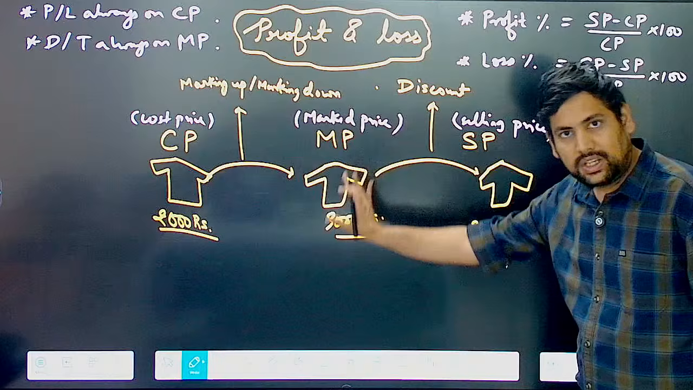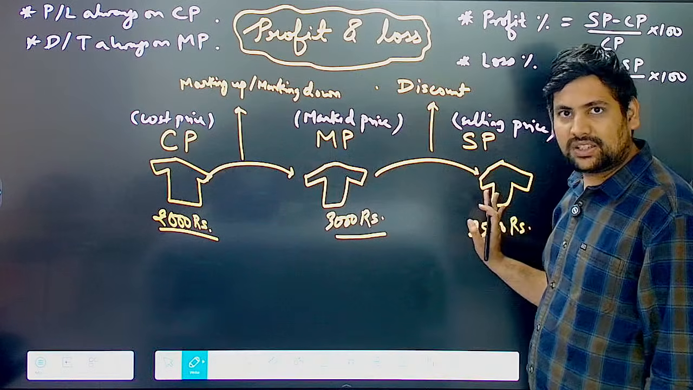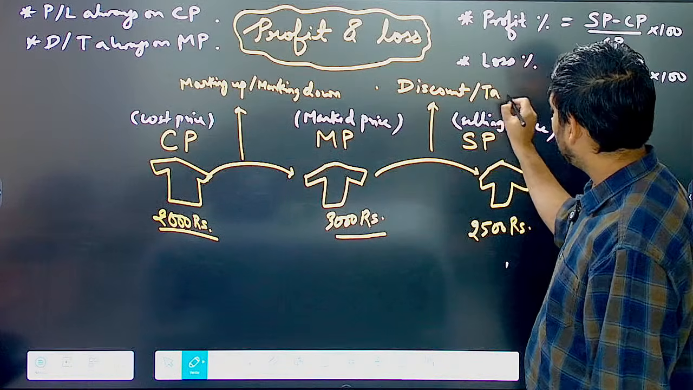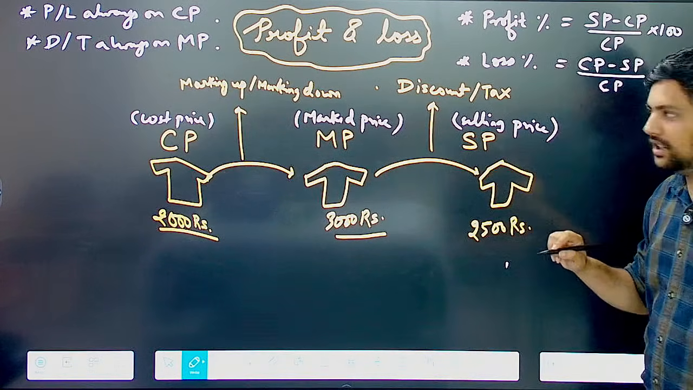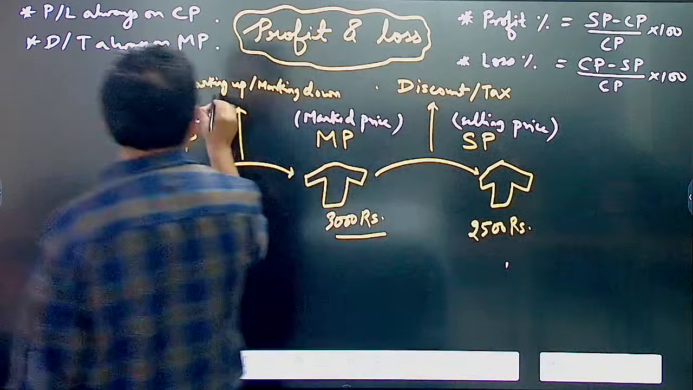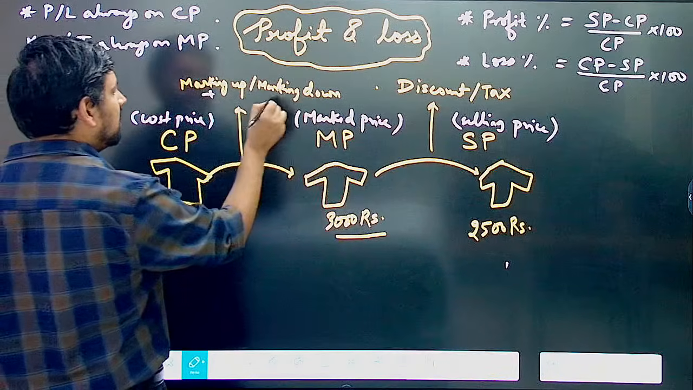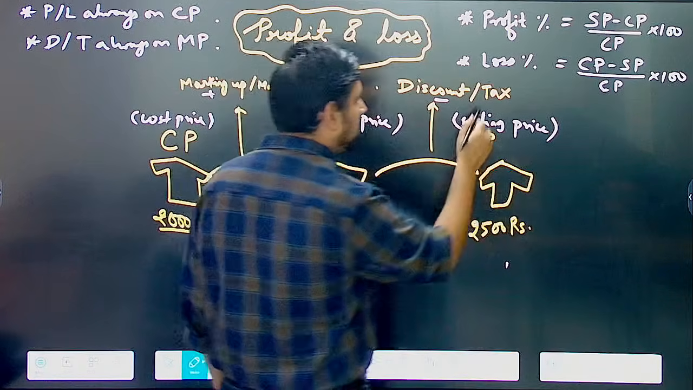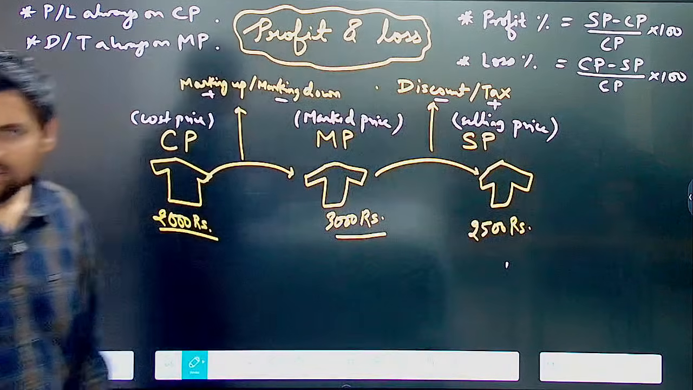So it is more than the marked price, the selling price. Sometimes instead of discount, what you are giving is tax. Correct? Of course, marking up will be positive, it will increase here. Marking down will decrease it. Discount will decrease it from marked price to selling price. Tax will increase. This all you understand?